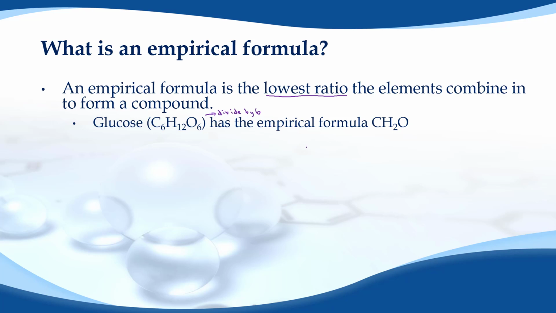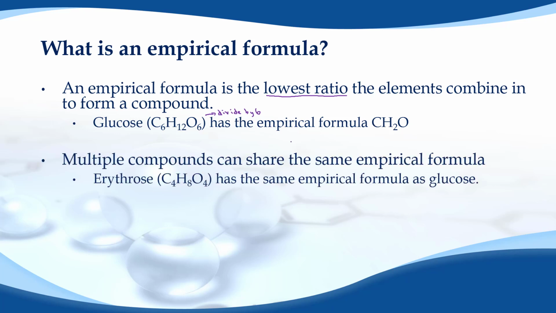Now, one of the things about empirical formulas, though, is that there are an infinite number of compounds that can share the same empirical formula. So this is another sugar. This is called erythrose, C4H8O4. For this, if we reduce it to its lowest ratio, we're dividing everything by 4, we wind up with our same CH2O. Right? So multiple compounds can have the same empirical formula. The only difference is what number you have to divide by to get to that formula.